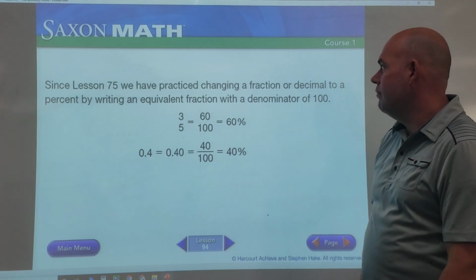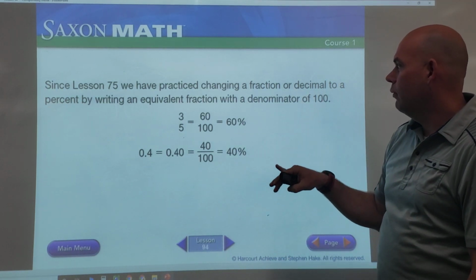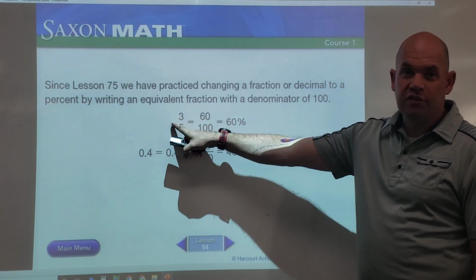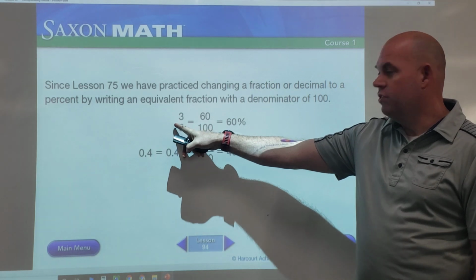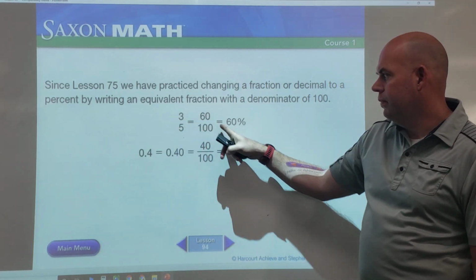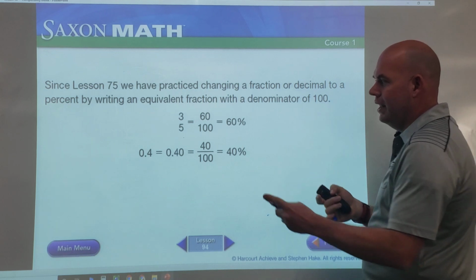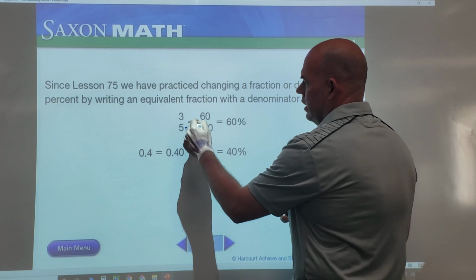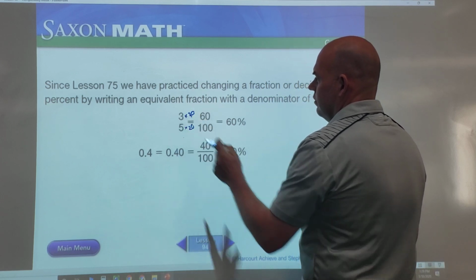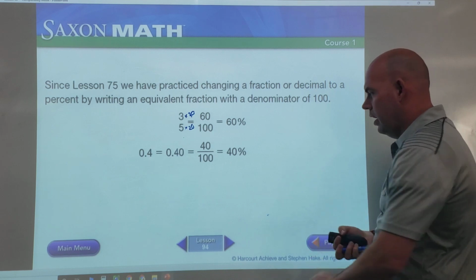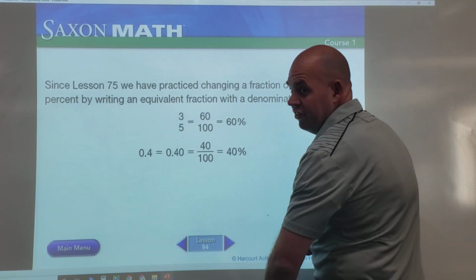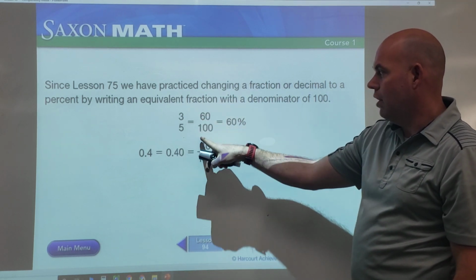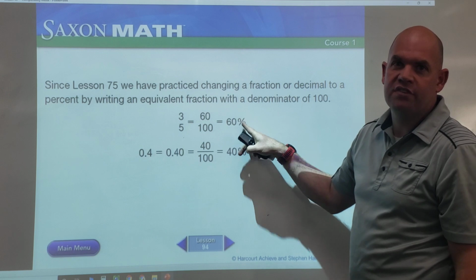Back in lesson 75, we practiced changing a fraction or a decimal by writing an equivalent fraction with a denominator of 100. So if we started with 3 over 5, or 3/5, we would change that to what would be that over 100. So the way we did that is, how many times does 5 go into 100? 20 times. So we do 5 times 20, 3 times 20, and that gives us an equivalent fraction, 60 over 100. Once we get to the 100, we know what percent means: out of 100. 60 is out of 100, so it's 60%.